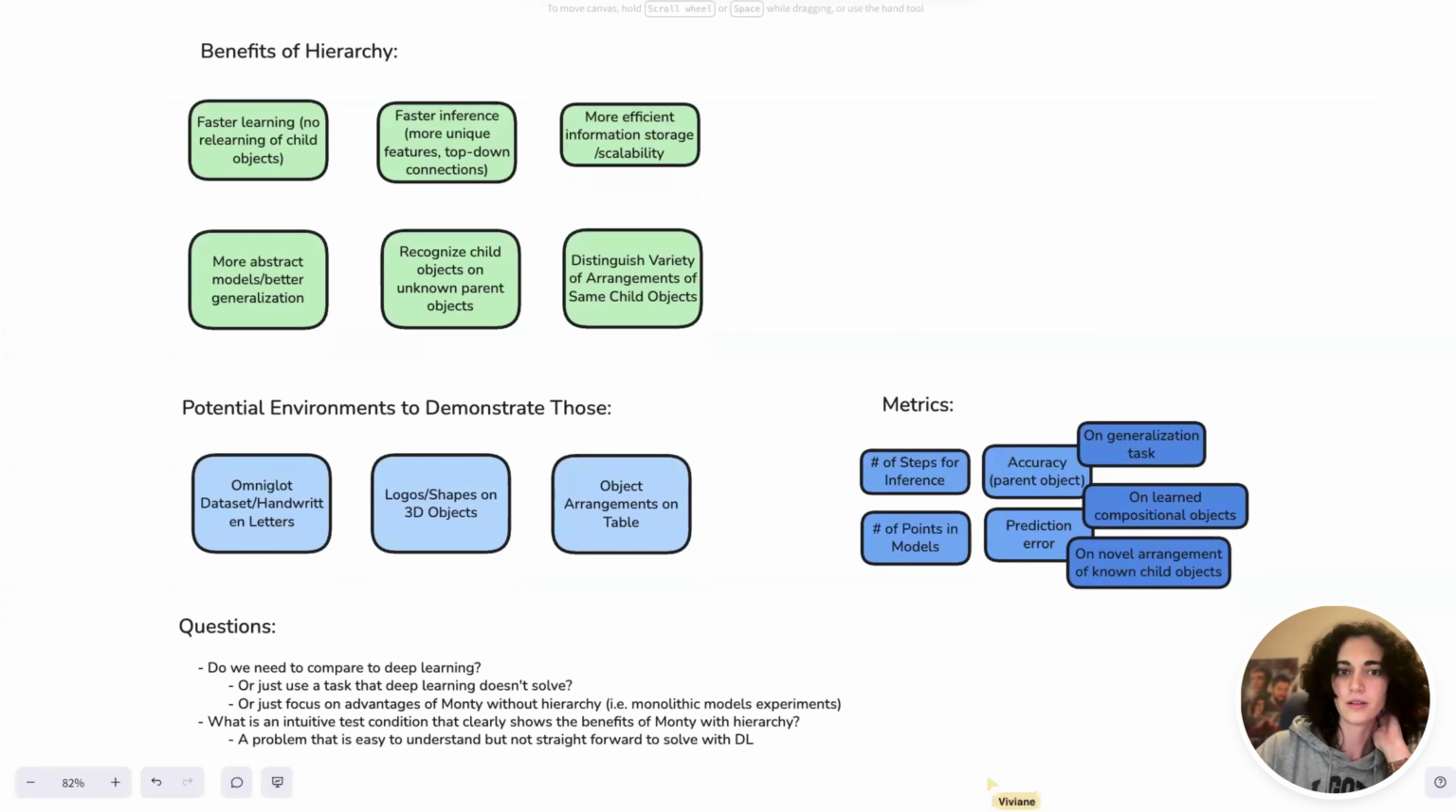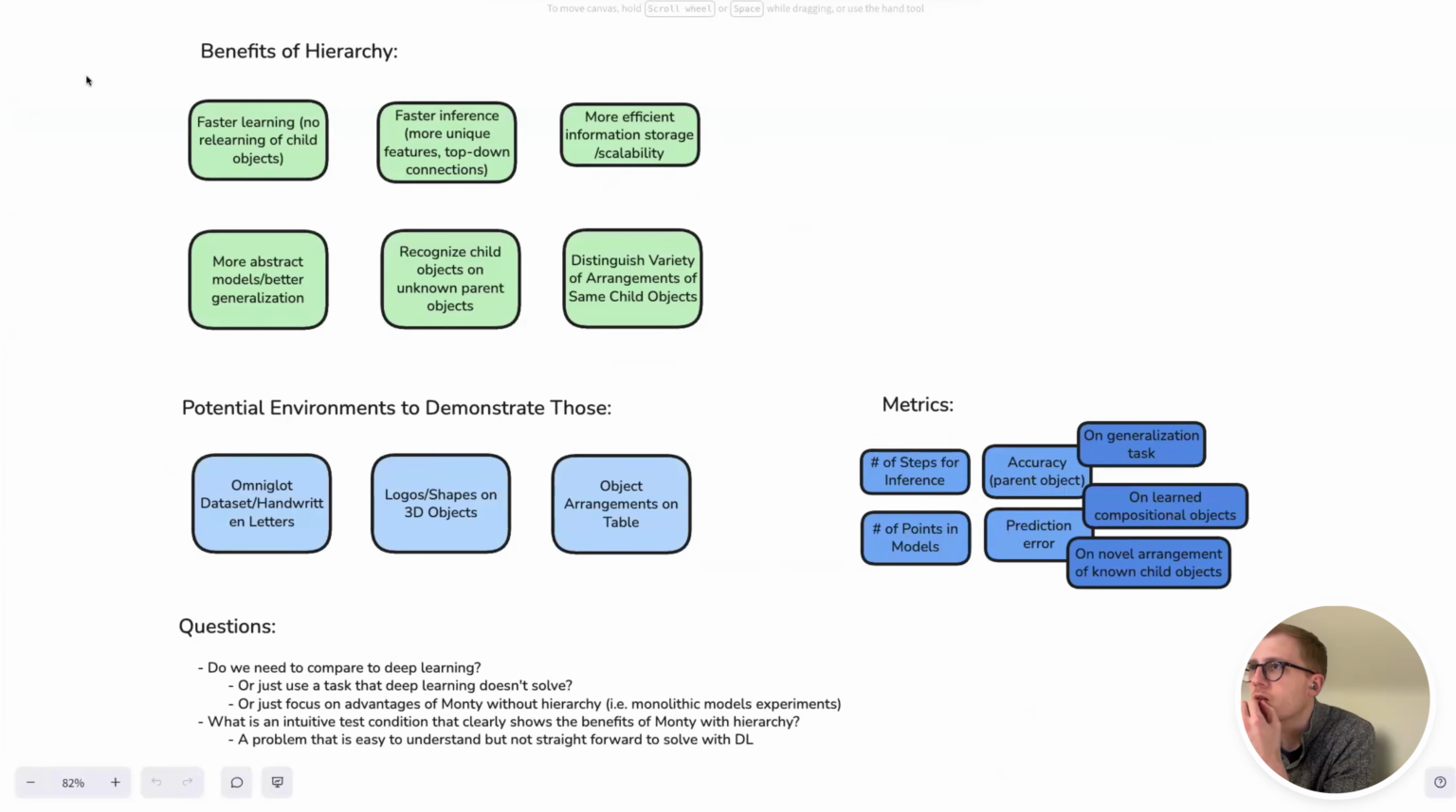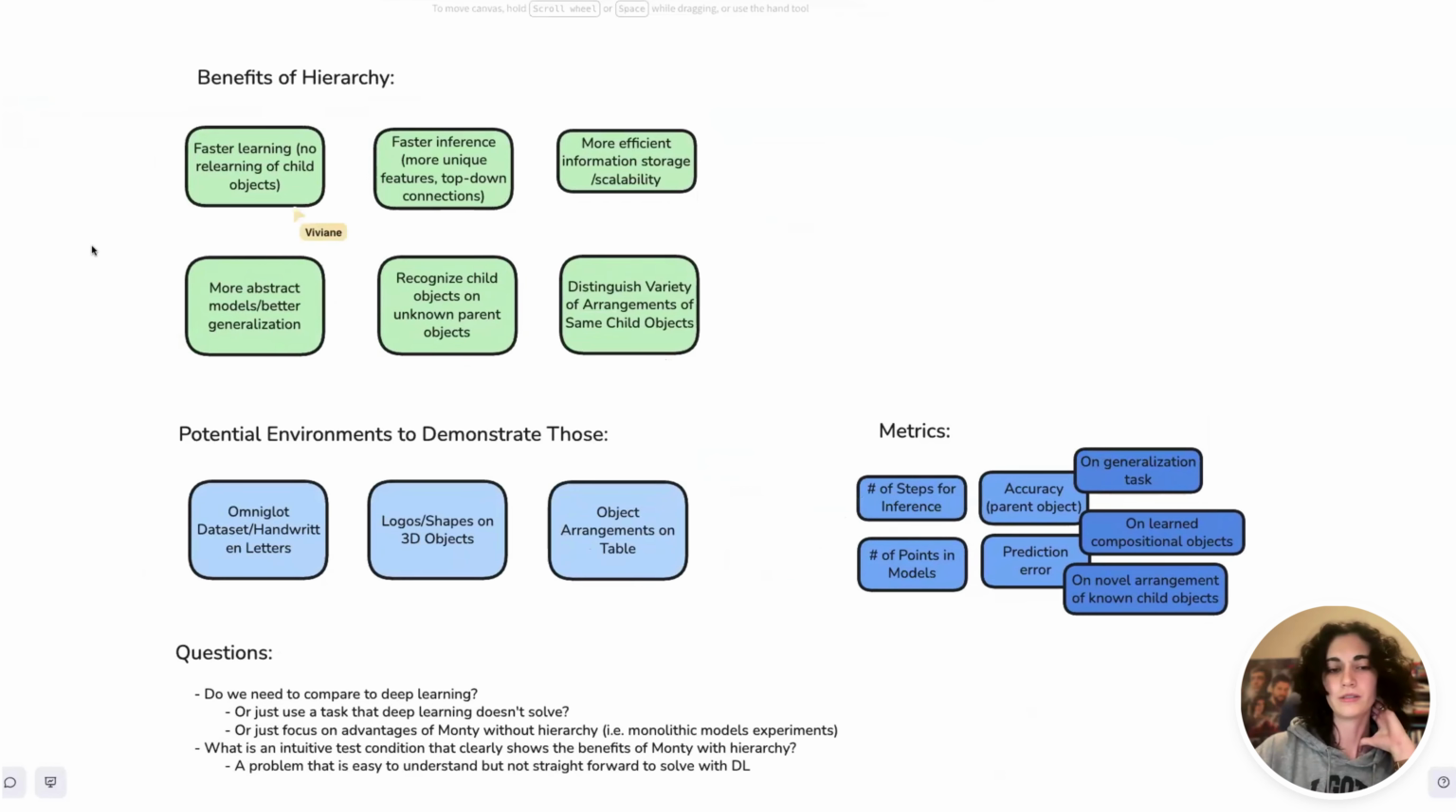So I tried to first collect some ideas, like the main benefits that we expect to get from hierarchy. Those are high-level things we'd want to be showing in one way or another. First, faster learning, since we don't have to relearn child objects. If we see a new arrangement of child objects in a parent object, or one child object, like the logo, is contained on many different types of objects, we don't have to keep relearning the logo on all of the objects. We learn the model of the logo once and then assign its ID to a bunch of different objects.